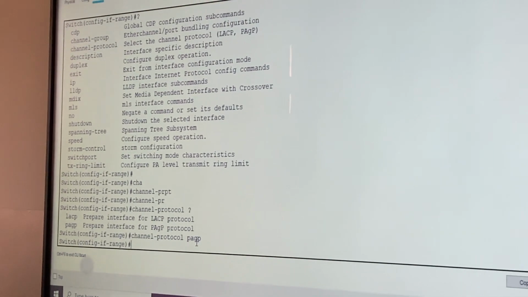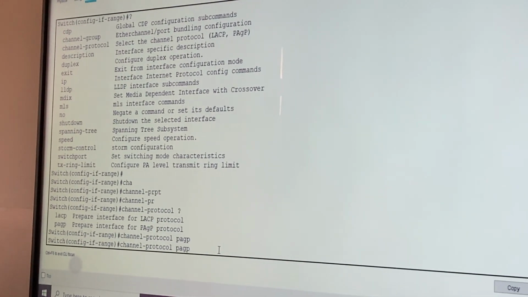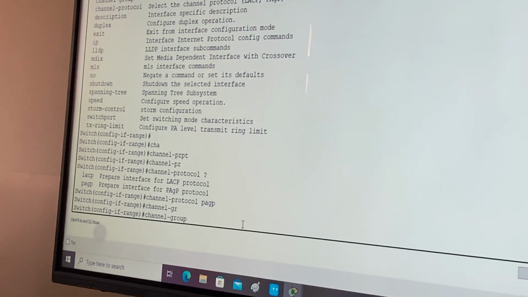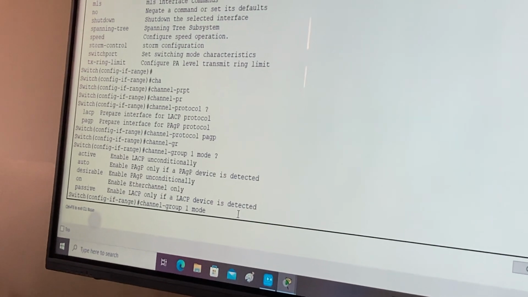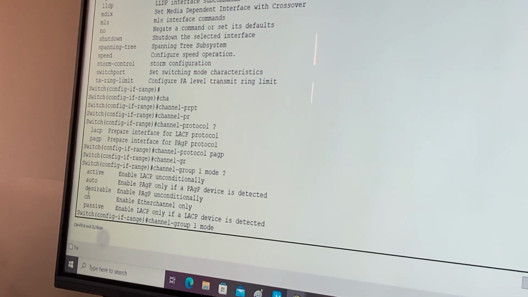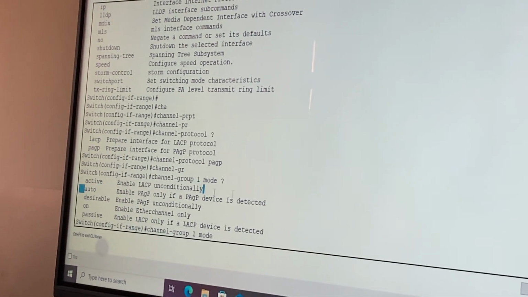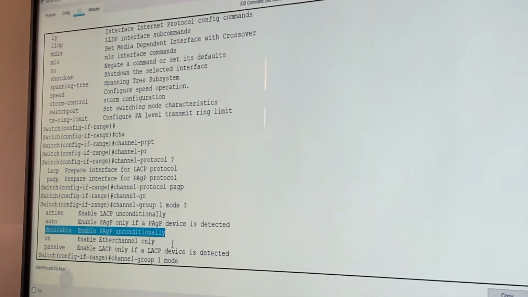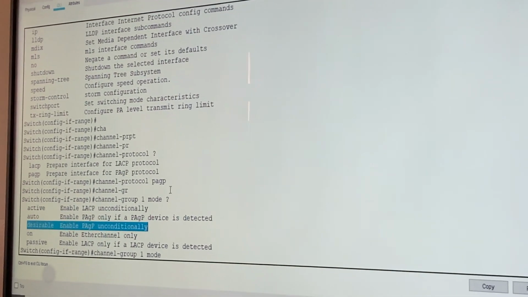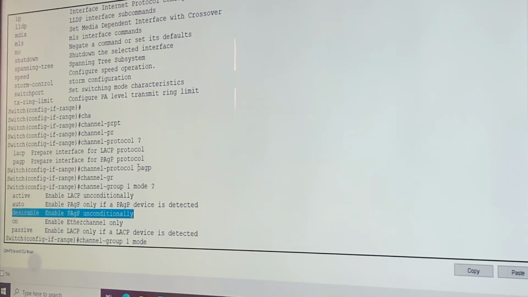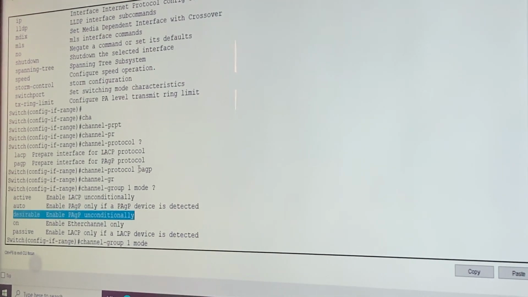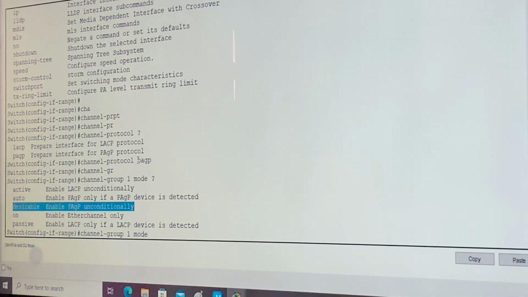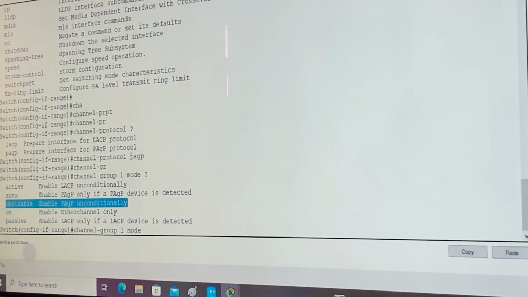Channel protocol PAgP. Then after employing the channel protocol, I will set the channel group 1 mode. We always use the automatic one. Let's use the desirable one, sorry. So let's remind ourselves: channel group 1, we chose PAgP as the protocol to connect the EtherChannel between the switches. Now we need to say this PAgP protocol must start working.